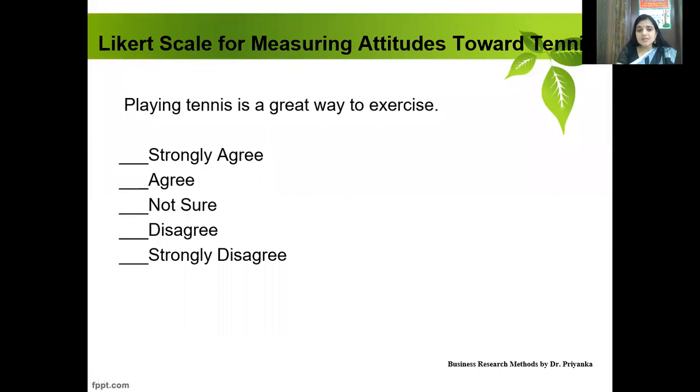Or, playing tennis is a great way to exercise. Most people would strongly agree to this. Yes, it is. Or some people might just agree to this.